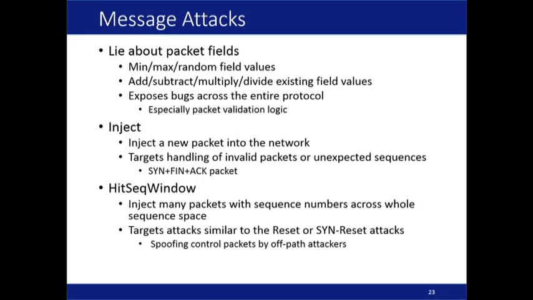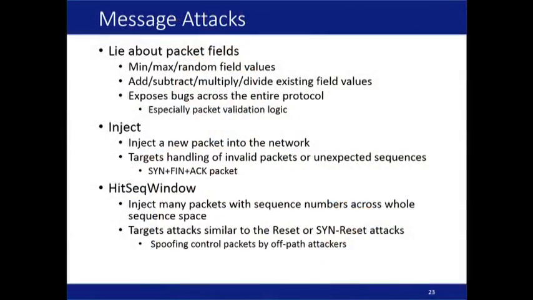The final message attack that our malicious proxy supports is called hit sequence window, and it's designed to inject many packets into the connection with sequence numbers that span the entire possible sequence range in an attempt to find attacks that are similar to known reset or SYN reset attacks on TCP. Basically, these attacks are conducted by off-path attackers who spoof control packets into a target connection with the result that the connection is terminated.